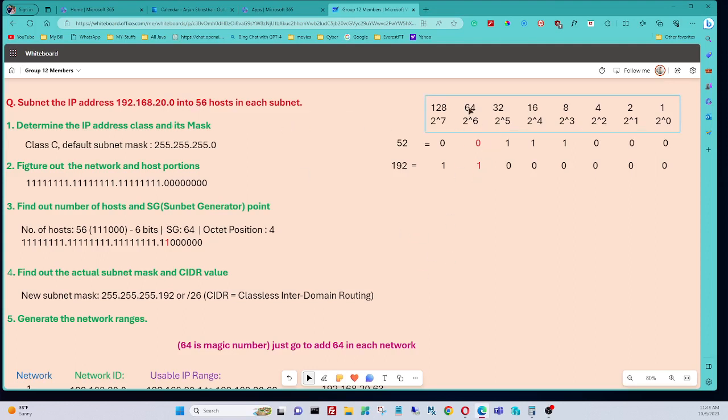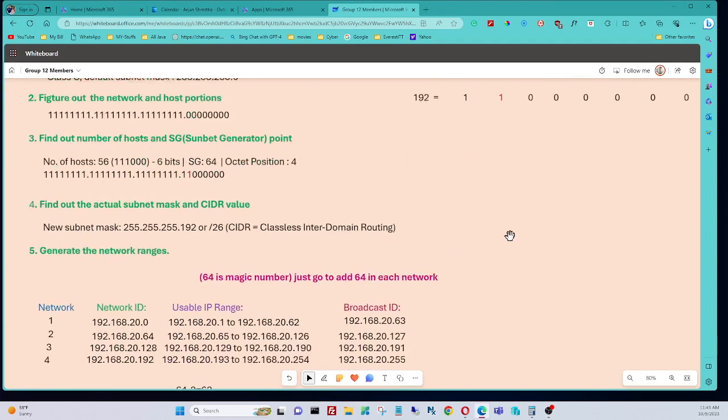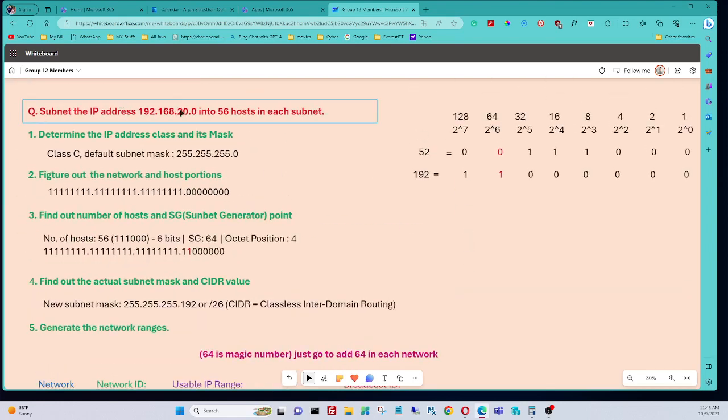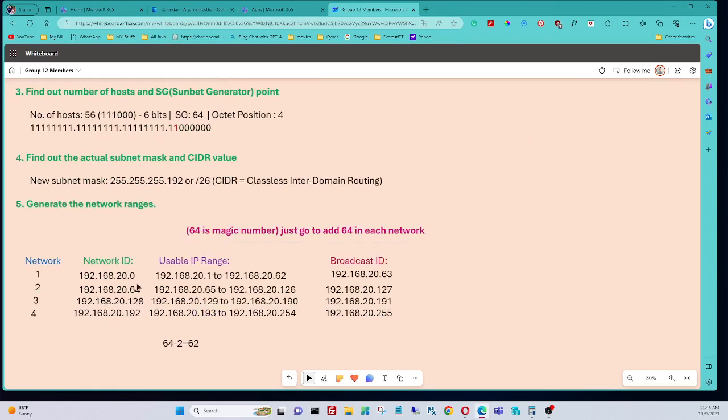That's why I use this 64. That's why I say this is the magic number. So here I wrote 64 is the magic number. Every next network, when you are going to create one, add this magic number. Here also, 192.168.20, this is your IP. So I'm going to add 64. When you add 64 here, what happened? 64, right?